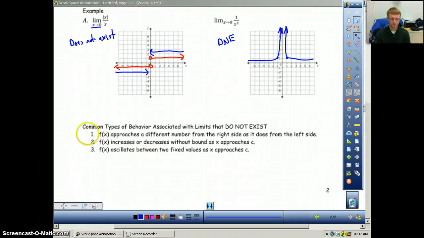Okay, so those are the first two. It says approaches a different number from the right side as it does from the left side. That was this example right here. Okay, a second way for a limit not to exist is it increases or decreases without bound. That's this example here. And the last one, which we didn't talk about, it says f of x oscillates between two fixed values as x approaches c. That is sometimes in trig, with trig functions, sometimes it jumps between positive and negative numbers without any rhyme or reason. It just oscillates. And because it's jumping back and forth, it cannot converge on the same number, so it won't exist there. We'll see some examples of that in the work that we do in class.